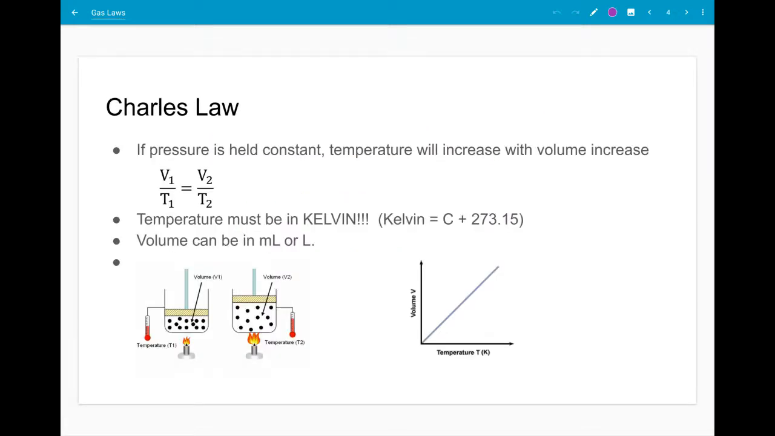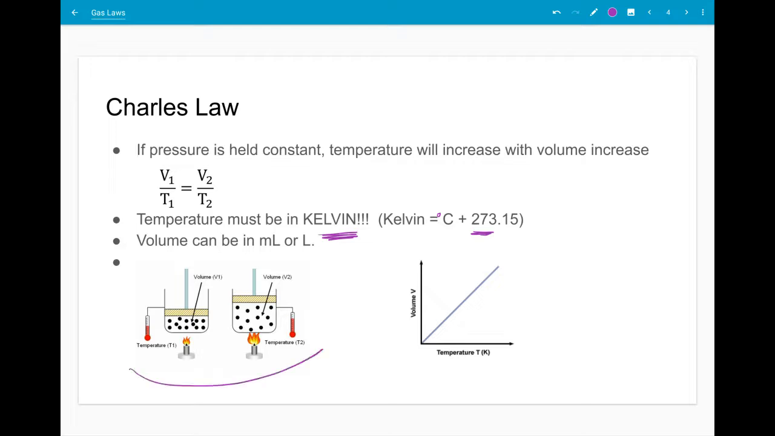Okay, so the next law is Charles' law. So this one we're holding pressure constant. What you will find is V1 over T1 equals V2 over T2. Now your volumes could be in any volume unit, but your temperature must be in Kelvin. So to convert to Kelvin, you're going to take degrees C plus 273 or 273.15. For simplicity, you could just stick with the 273. It kind of depends on where you're doing your conversions.